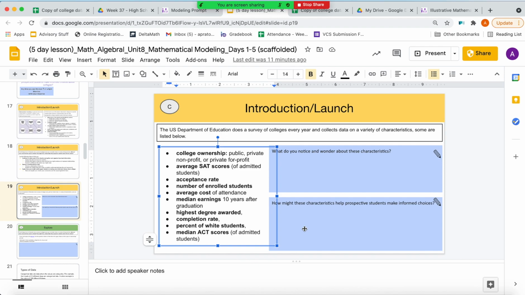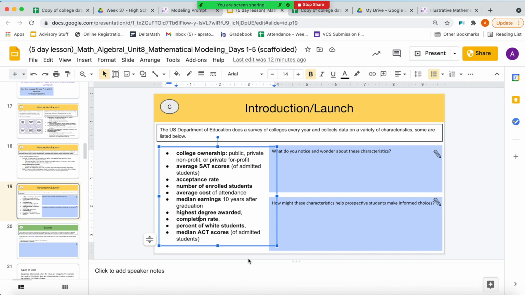Highest degree awarded. There are different levels of degrees. You can have an associate's degree, which is a 2-year degree. You can have a bachelor's degree, which is a 4-year degree. You can have a master's degree, which is a 5 or 6-year degree, depending on where you're at. And then you can have a PhD or a doctorate degree, which is going to be many more years added on.